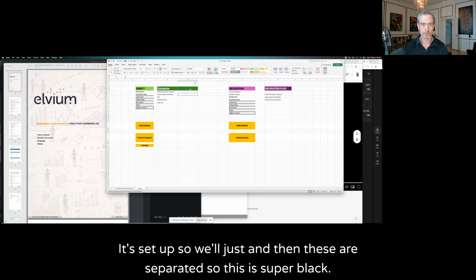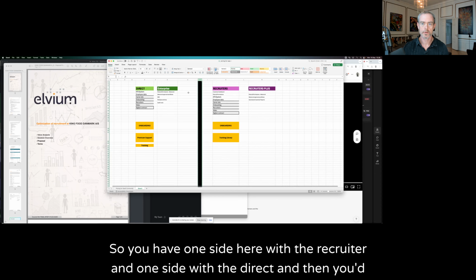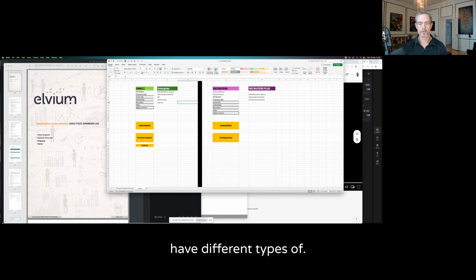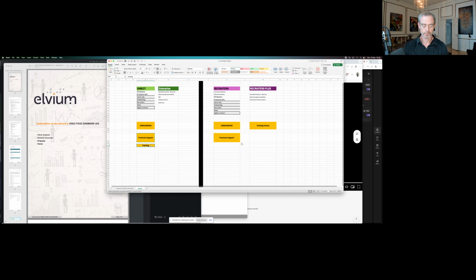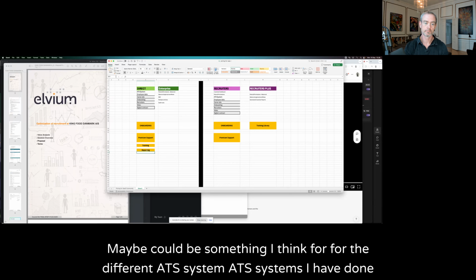So the idea would be that this is how it's set up. And then these are separated. So this is super blank. You have one side here with the recruiter and one side with the direct, and then you'd have different types of services, premium support, in both cases. Could you have reporting? Maybe. Could be something.